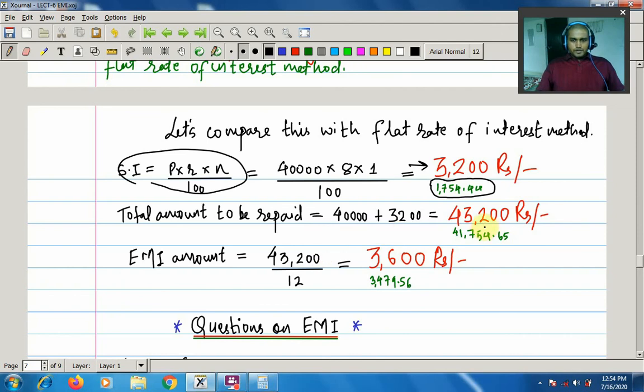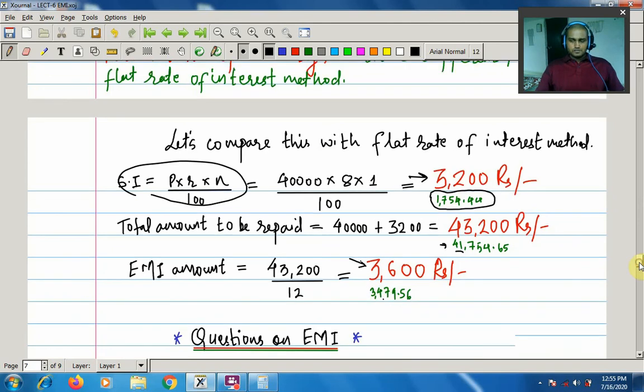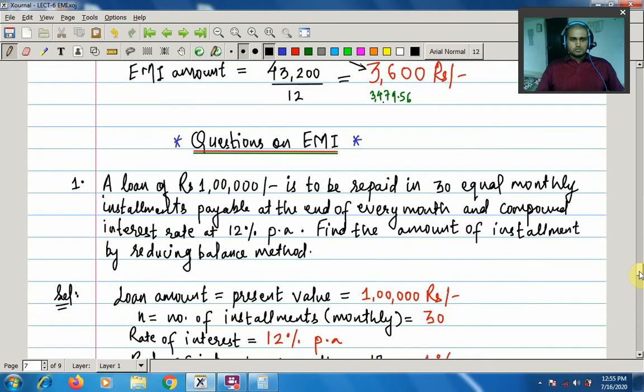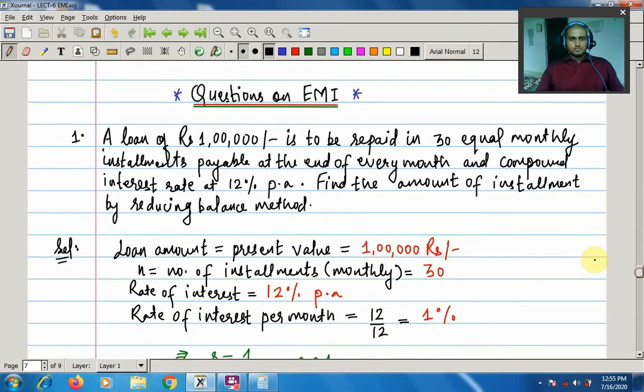Total amount paid is 43,000. In reducing balance you are paying 41,754. EMI amount according to flat rate of interest is 3,600. In this case it is 3,479.56 paisa. So here I have some questions. Time to solve questions on EMI.